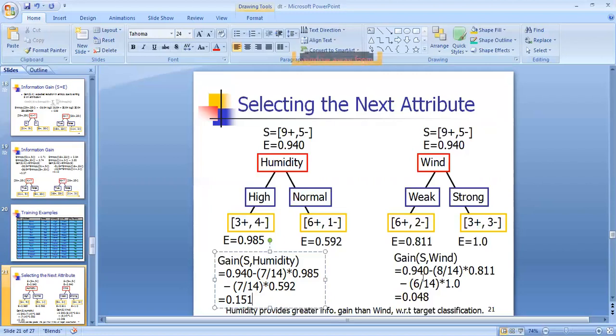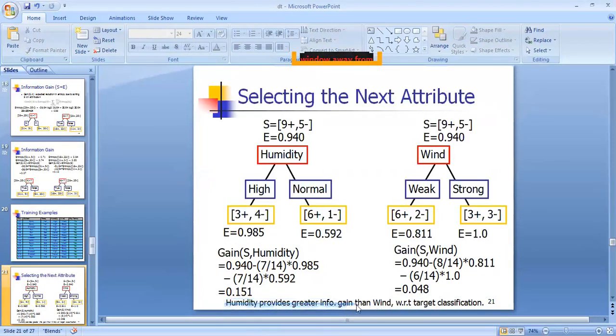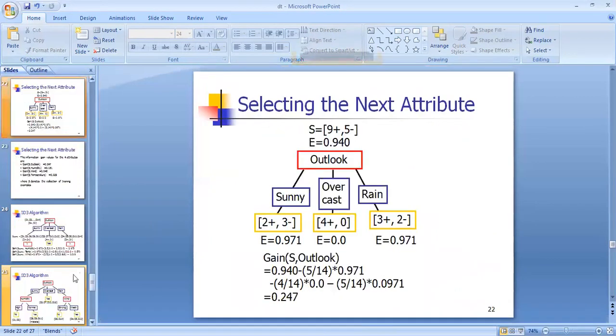So what is the gain for both humidity as well as wind? Humidity provides 0.15, and this one is 0.04. So which one is best? The greater one, 0.15. So that's why we say humidity provides greater information gain than wind.